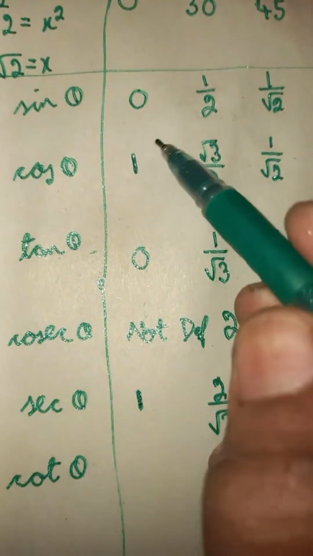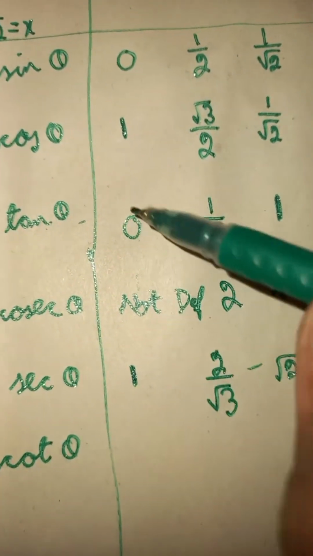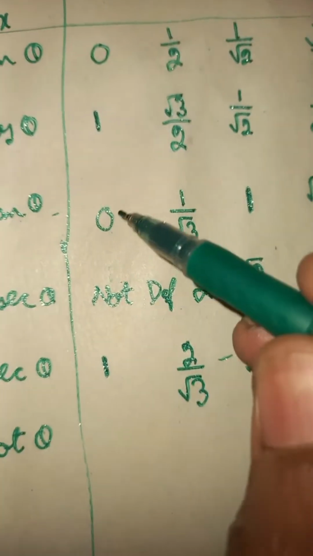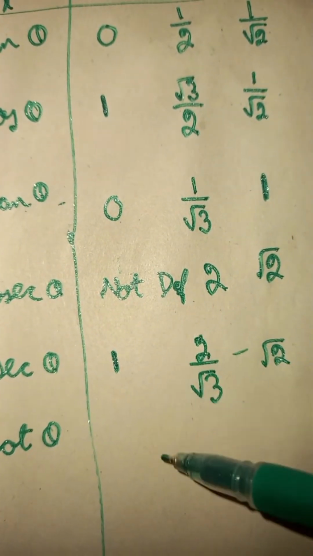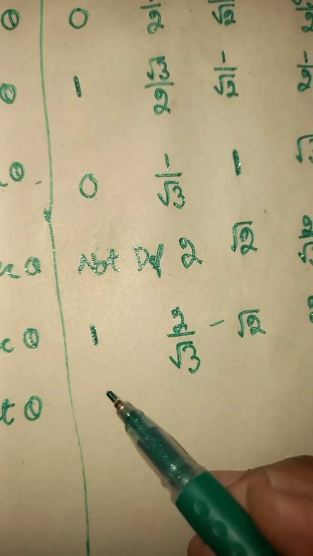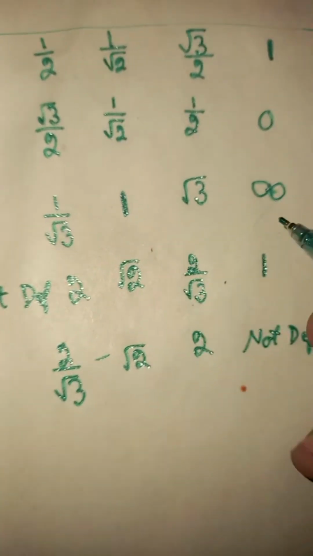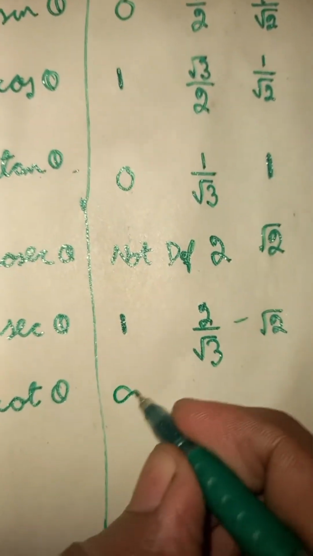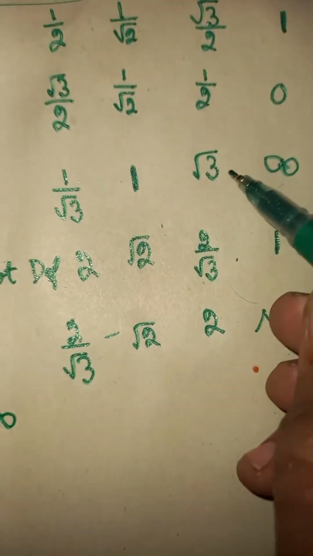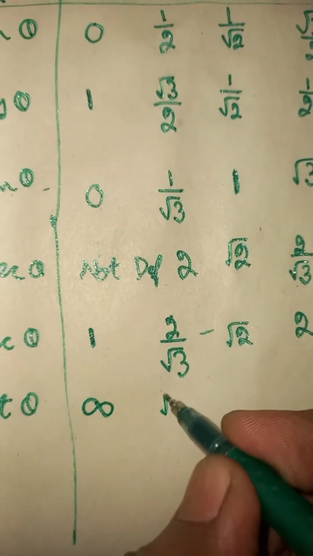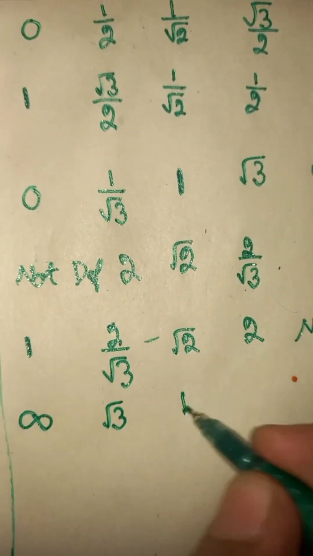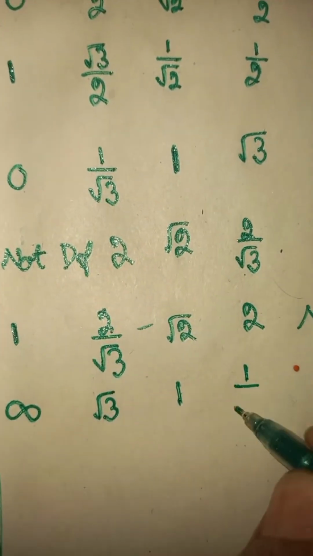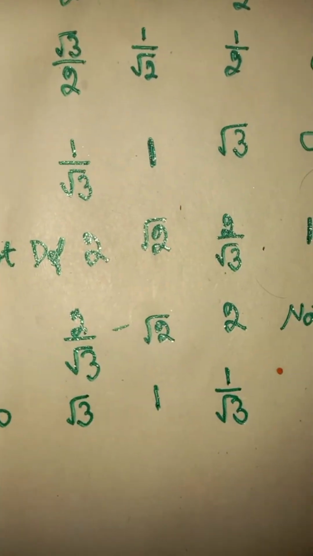Let's take cot of theta. Cot of theta means you need to flip this tan theta. Here they are giving this one as 0. So when 0 comes below, it becomes infinite. So cot of 0 degree means first it becomes infinite, and then it becomes root 3. Then it becomes 1 by root 3, and that 0 remains at last.